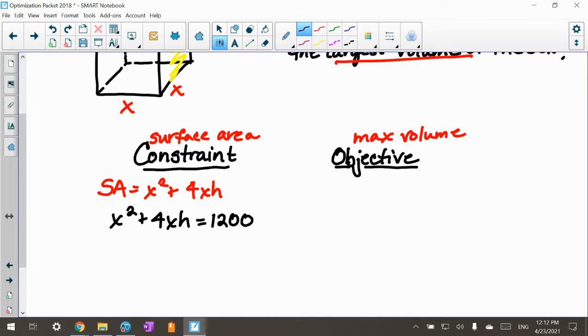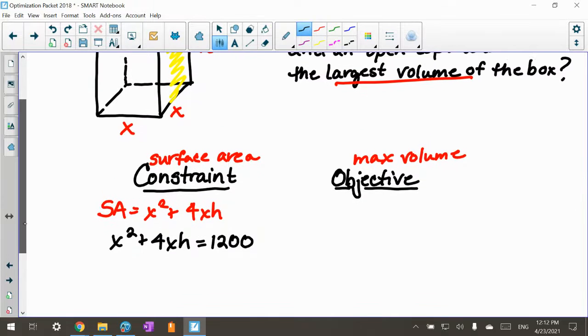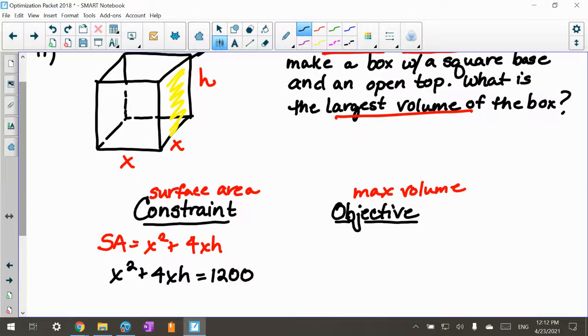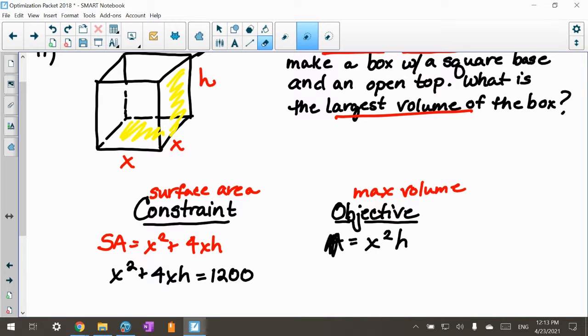So far we have our constraint equation. Now I'm going to come over here for max volume, and I know the volume of a rectangular shape is length times width times height, or area of the base times the height. Either way, it's the area of the base times the height. And it's not the area, it's the volume. Sorry about that. The volume of this is the area of the base times the height. All right, so we have our equations.